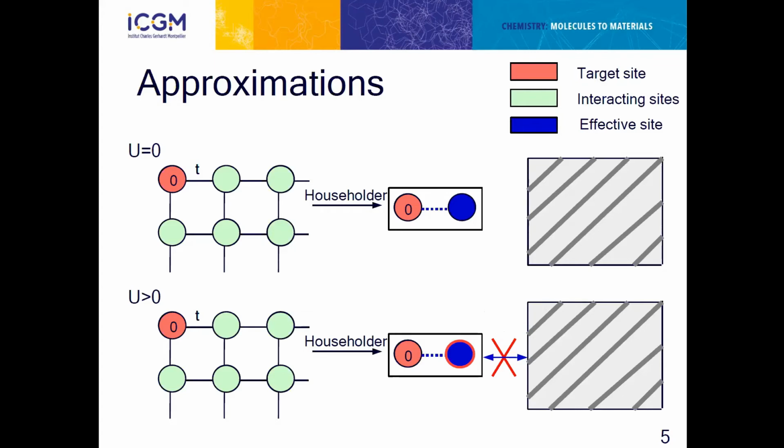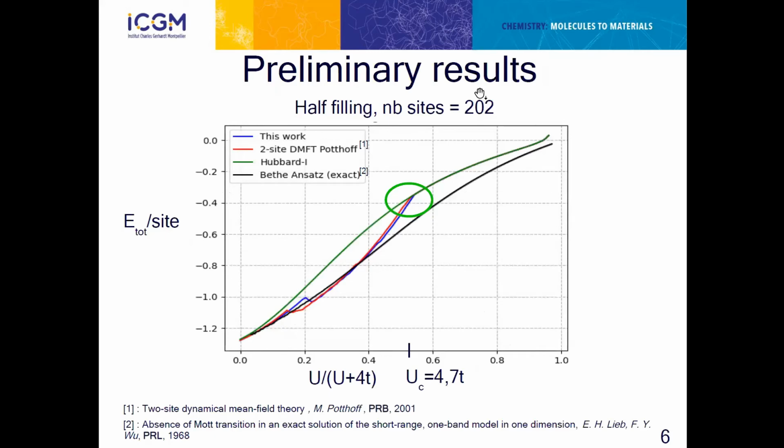So now I will present my very first results. Here is represented my numerical result on the one-dimensional Hubbard model at the thermodynamic limit for half filling, where I computed the total energy per site as a function of U divided by U plus 4T. So it means that 0 is the non-correlated case, 1 is the atomic limit, and 0.5 corresponds to U equal to the non-interacting bandwidth, which is equal to 4 times T. In blue, you have my results.